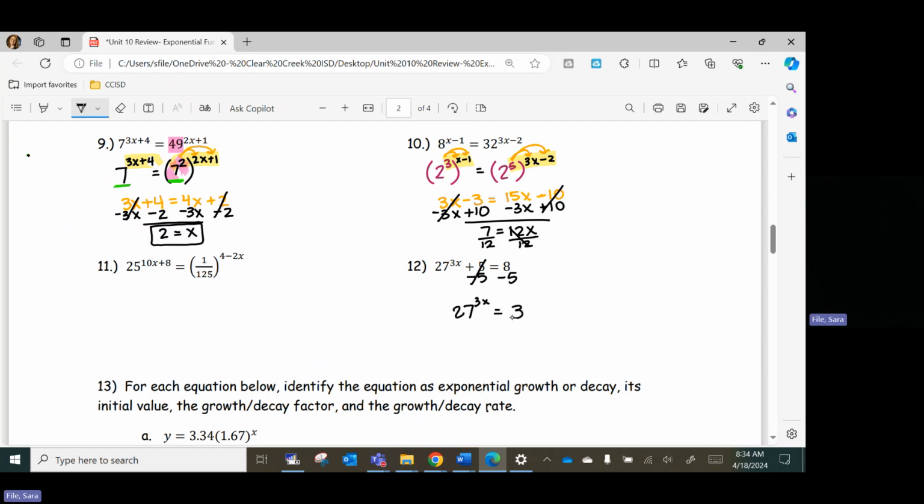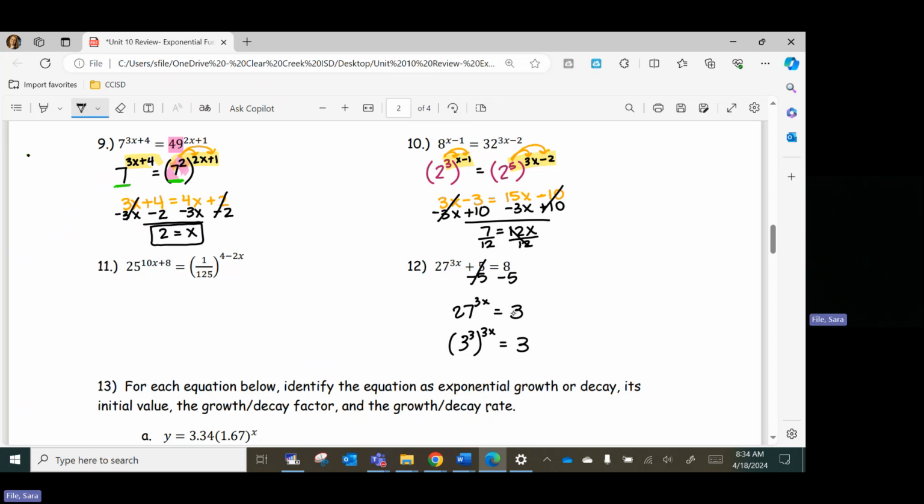And 5, that is 3. Now I need to get the matching bases, the one-to-one property. So 27 is the same as 3 cubed. So I'm going to rewrite the 27 as 3 cubed, and that's to the 3x power.